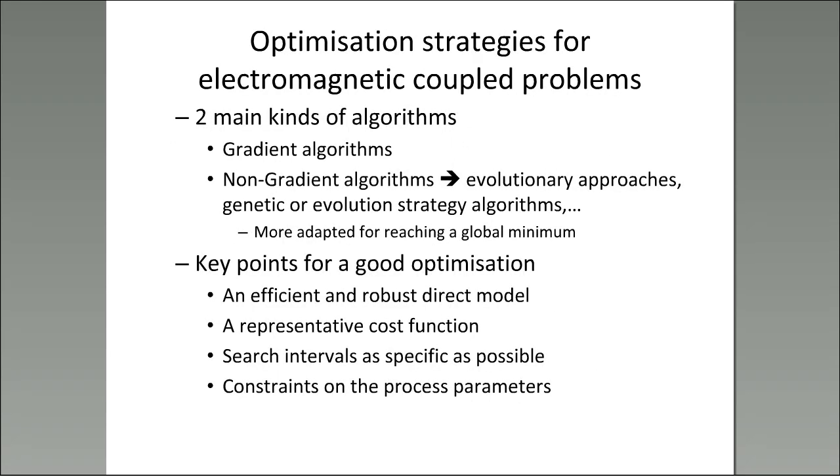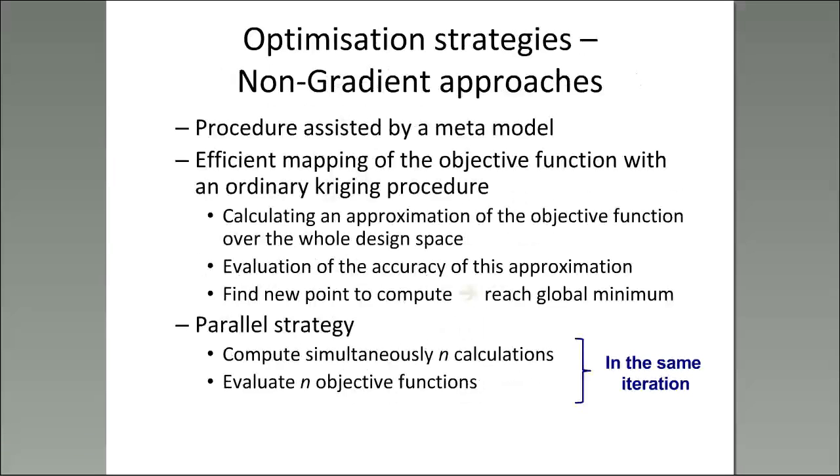And so there are two main kinds of algorithms when you speak about optimization. You either have gradient algorithms or non-gradient algorithms. Non-gradient algorithms include evolutionary approaches, genetic and evolution strategy algorithms, which are more adapted when you want to reach global minimums. The key point for a good optimization is to have an efficient and robust direct model, a representative cost function, search intervals as specific as possible, and, of course, to formalize the constraints you have on the process parameters.